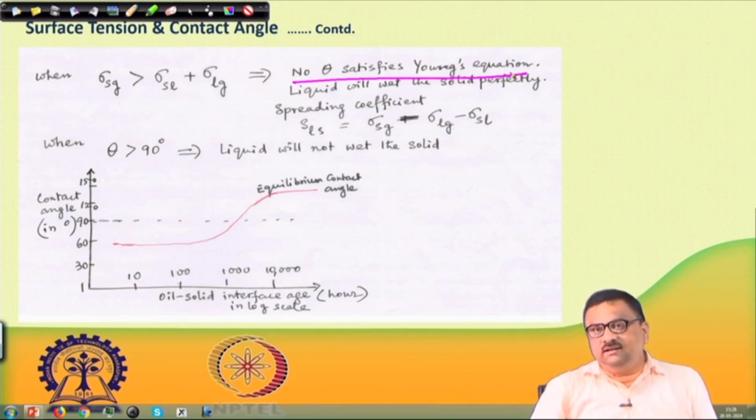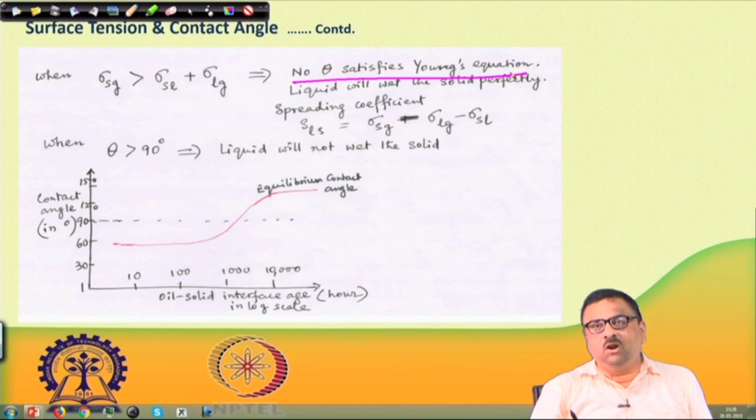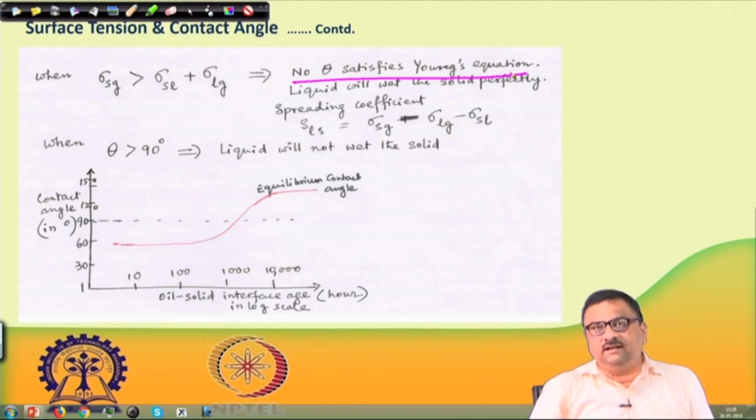Theta equal to 0 degree means it is completely wetting the surface. Theta greater than 90 degree means it is not wetting the surface, it is sitting on the surface as a blob. Theta less than 0 degree means practically no theta satisfies Young's equation, and the liquid will wet the solid perfectly.